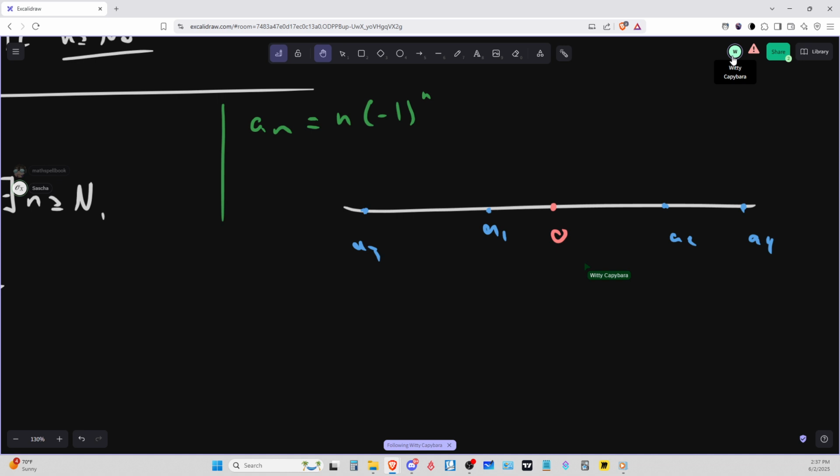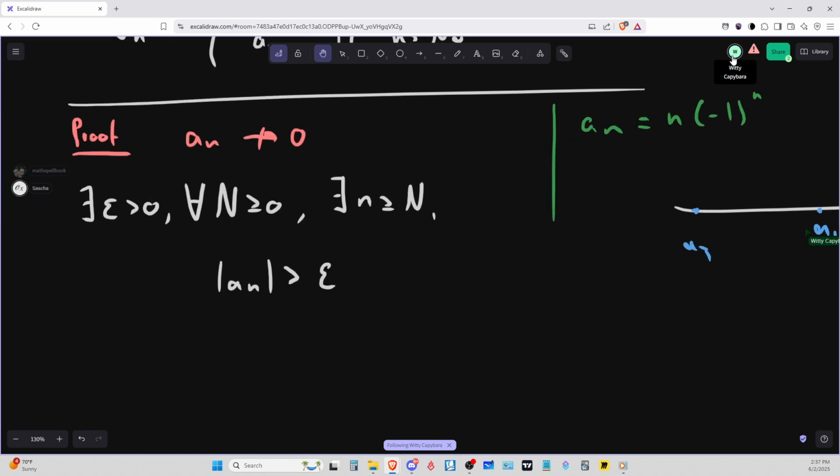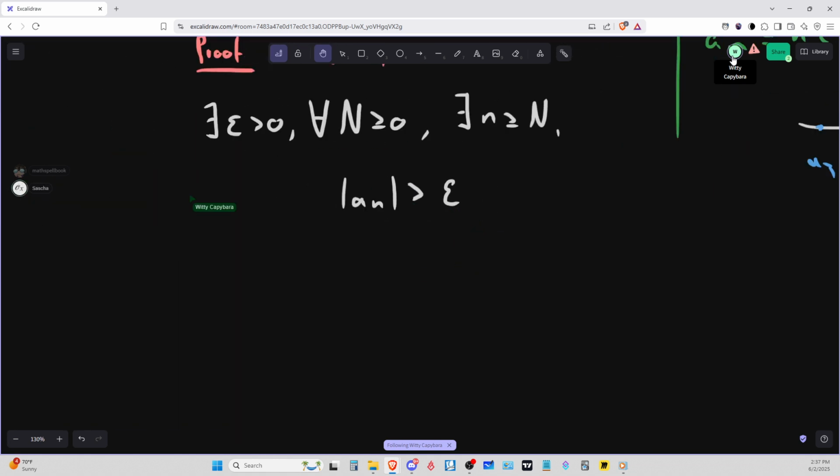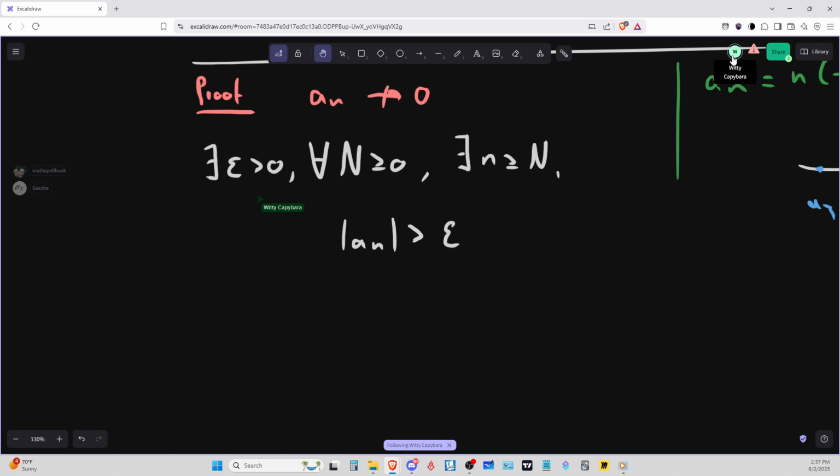But this sequence is not Cauchy. It's clearly like the distance between two points getting bigger and bigger at every step. So this is definitely not a Cauchy sequence. So I would have to use the fact that my sequence is Cauchy. That's the thing I should probably do as my second step.